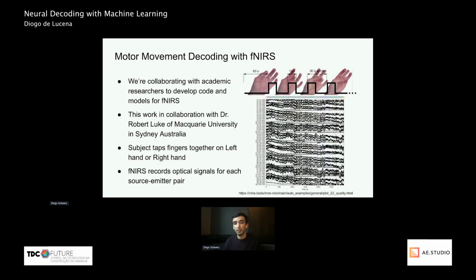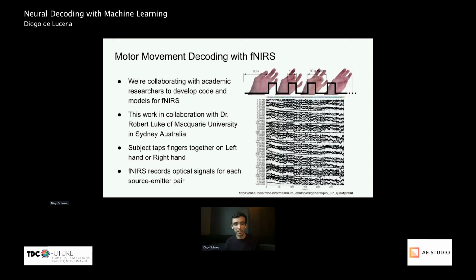In this project, we've been collaborating with academic researchers to develop more of these models, as the way that we're approaching it is very different than what other people do. So it's been really well received in the community. And in particular, we've been working with Dr. Rob Luke at Macquarie University in Australia, who has provided a lot of these data sets for us and has been giving us a lot of insights on how to process it.